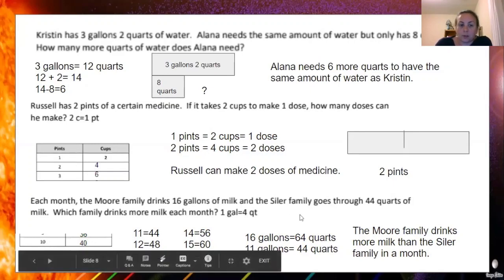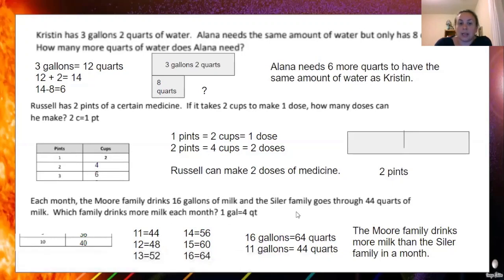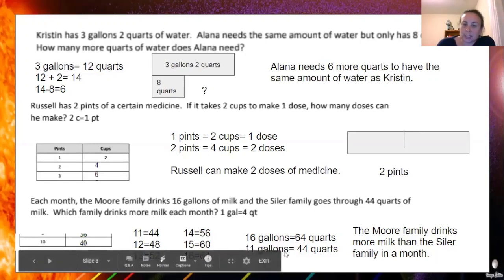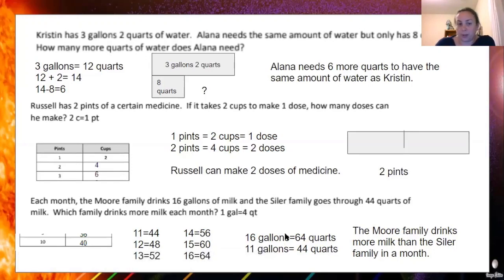So we have 11 gallons is equal to 44 quarts. 12 gallons is 48 quarts. 13 gallons is 52 quarts. 14 gallons is 56 quarts. 15 gallons is 60 quarts. And 16 gallons is 64 quarts. So we see that 16 gallons is 64 quarts, and 11 gallons is 44 quarts. So the Moore family drinks more than the Seiler family in a month.